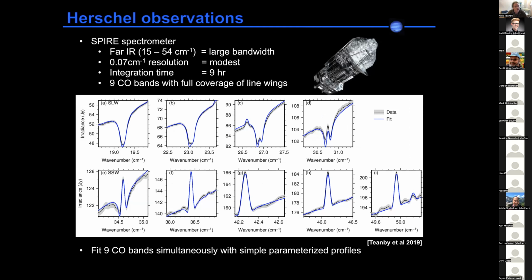So I did have an attempt at this with Herschel. The SPIRE instrument on Herschel is quite nice. It's quite a low resolution, but it does cover a very wide range, and you cover 9 of these CO bands, and you get the wings really nicely defined, and you've not got that pesky Earth's atmosphere in the way. So what I did here was try to fit all 9 of these CO bands all at the same time, in an attempt to better constrain this CO profile.